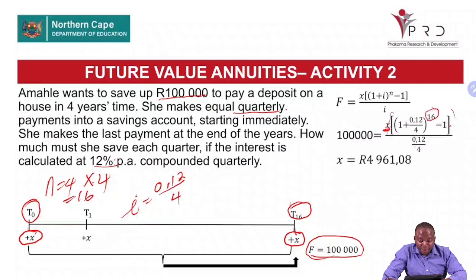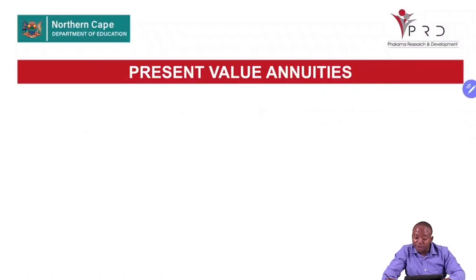Then we know that Amathe, in order for her to get 100,000, must save up 4,961.08 rands quarterly. So after every 3 months, we put in 4,961.08.